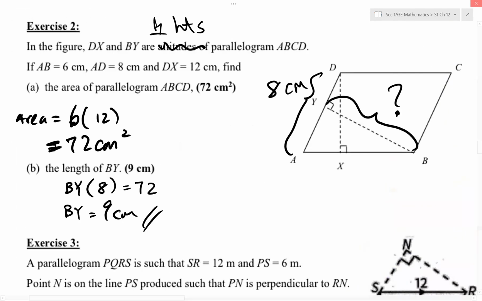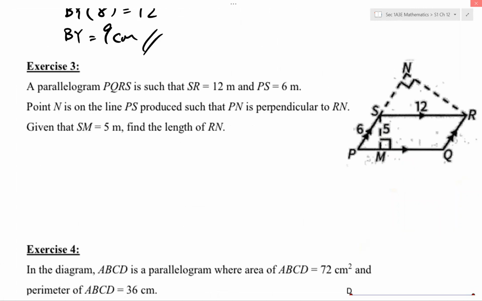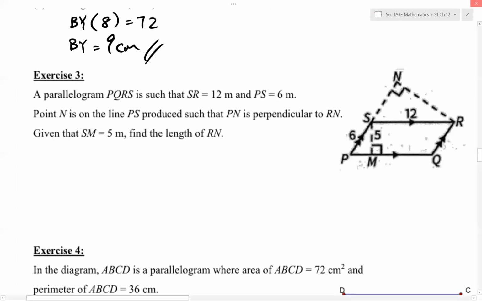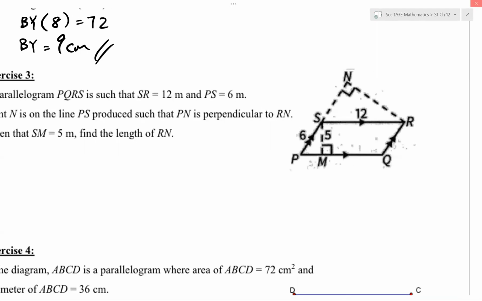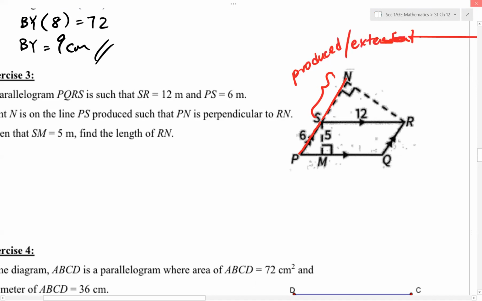Exercise 3. Parallelogram. SR is 12, PS is 6. N is on the line PS produced. Can you visualize what is happening? PS produced. This is the produced part, or extended. Remember earlier on we said extended. So produced, extended, they just mean the same thing. You just extend it by yourself.